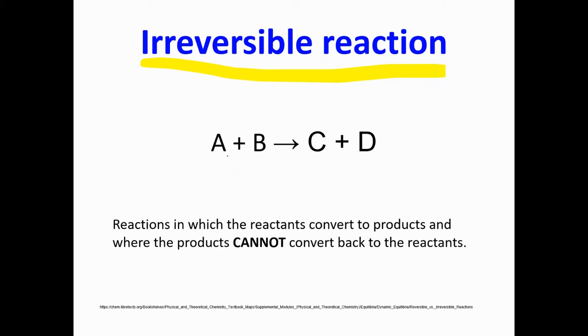For example, A plus B produce C plus D. So what is an irreversible reaction? Irreversible reaction is a reaction in which the reactants convert to products and the products cannot convert back to the reactants. Therefore, we only use one arrow to show it. This is the forward reaction. After A and B react, they become C and D, and C and D cannot react to become A and B.